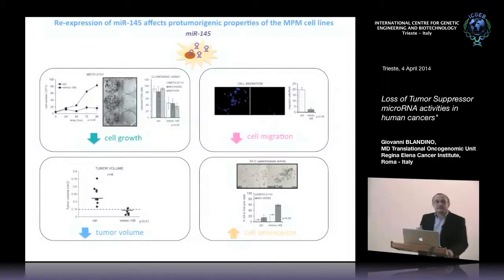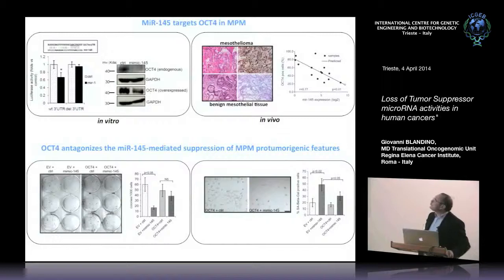Let me point out that this cell senescence sometimes is also a productive senescence. And this also occurs through the targeting of a critical protein that is involved in OCT4, a well-known protein also involved in ENT and other functions. And again, we were able to show it either in cell culture as well as staining the tumors. You see, this is a mesothelioma, this is the expression of OCT4, and this is the benign mesothelial tissue that we could test. And of course, OCT4 re-expression antagonizes the miR-145 mediated tumor suppression.